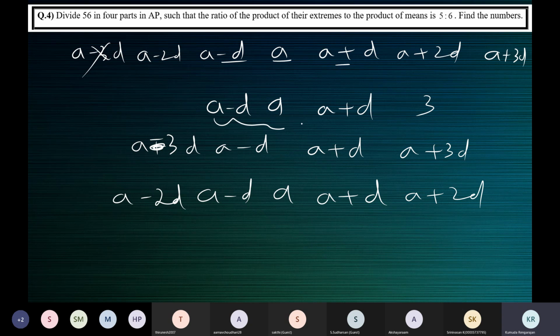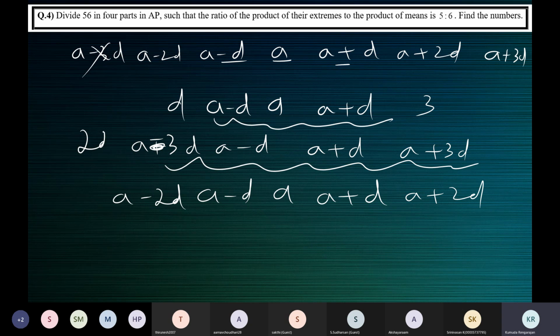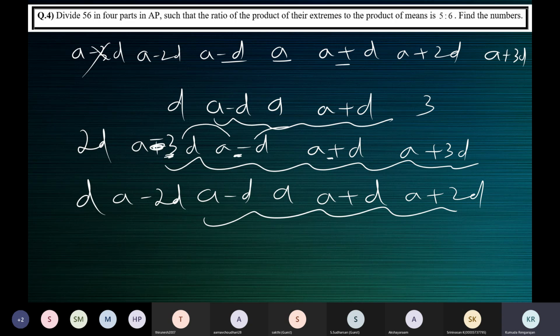Here the common difference is D. Here the common difference is 2D. The difference between any two terms is 2D. To this one, if you add 2D, you will get A minus D. To this, if you add 2D, you will get A plus D. To this, if you add 2D, you will get A plus 3D. When you take three numbers like this, the common difference is D.